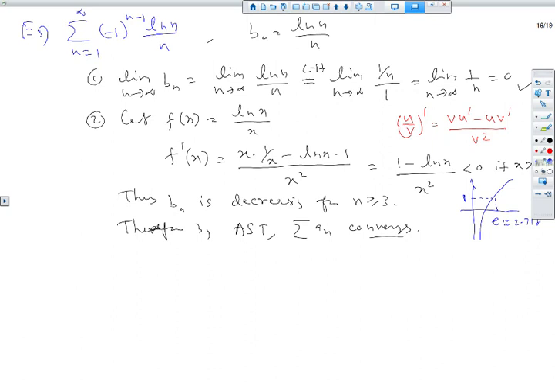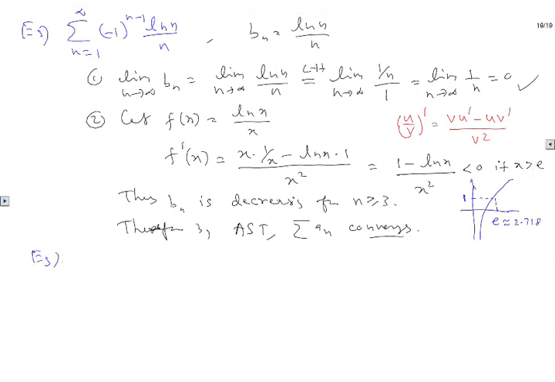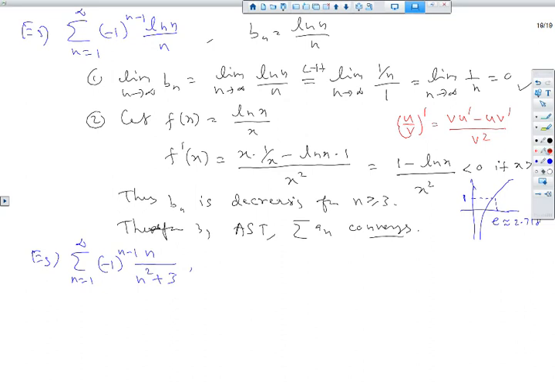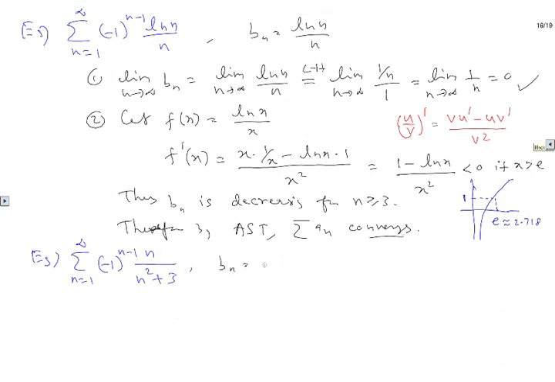So this is the last one. How about this one? Sigma, n going from 1 to infinity, of (negative 1) to the n minus 1 times n over n squared plus 3. So in this problem, b_n is n over n squared plus 3. I'm going to make a different argument here. We are going to take the limit as n goes to infinity. So asymptotically for large n, it's going to look like n over n squared, which is simply 1 over n.